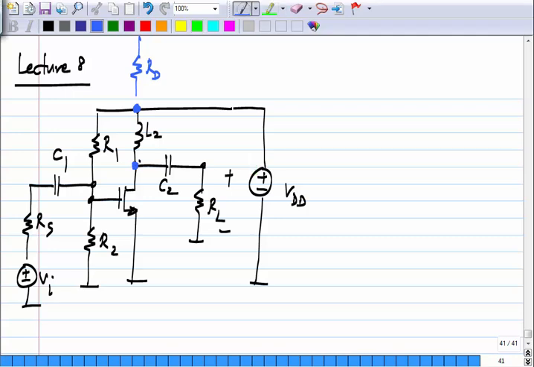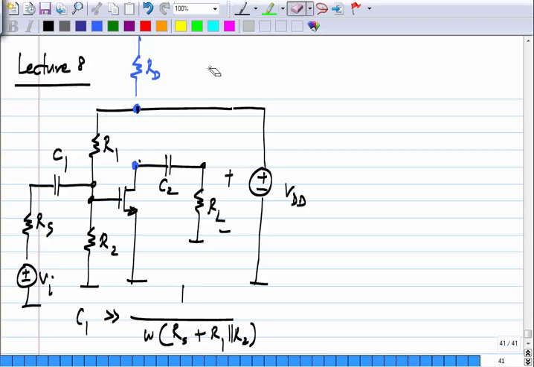Now, we evaluated the criterion for C1. C1 should be much more than 1 over omega times the resistance that appears across it, which is RS plus R1 parallel R2, and this criterion works out quite well in practice. In case of C2, so let us say we use RD instead of L2, that is we use a resistor here. Okay.